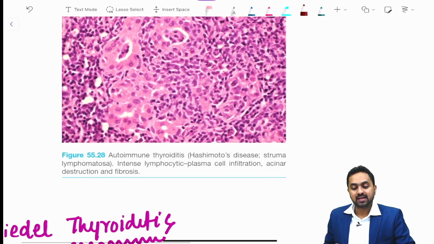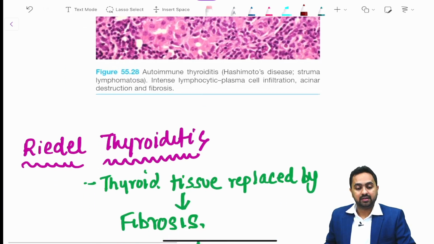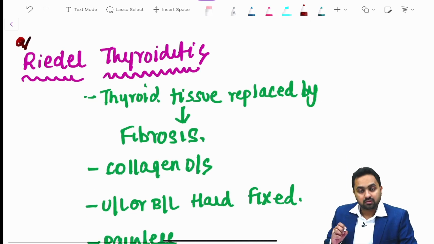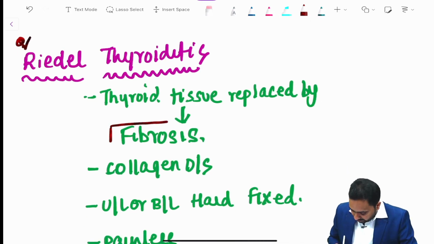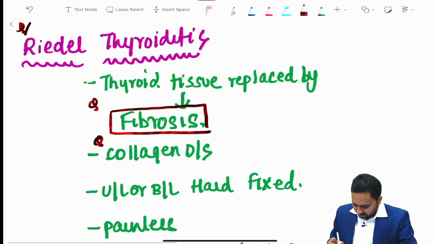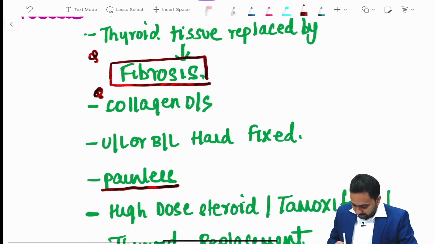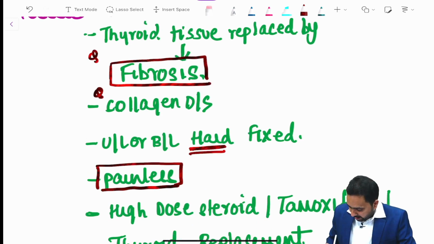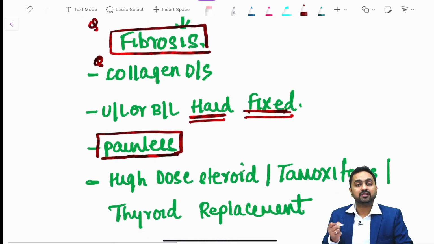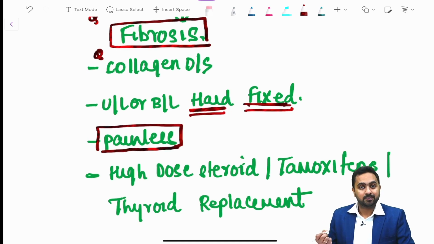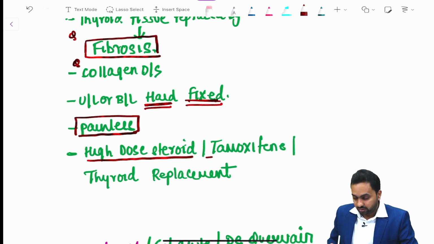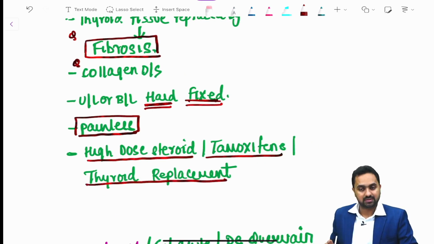Now, moving down, the next thyroiditis type is Riedel's thyroiditis. These are conditions where your thyroid tissue is replaced by fibrosis. It is said to be a collagen disease. It is usually painless, right, and it may be unilateral or bilateral and is hard and fixed, since the thyroid tissue has been replaced by fibrosis. Now, the treatment here would include high dose steroid, tamoxifen and thyroid replacement.